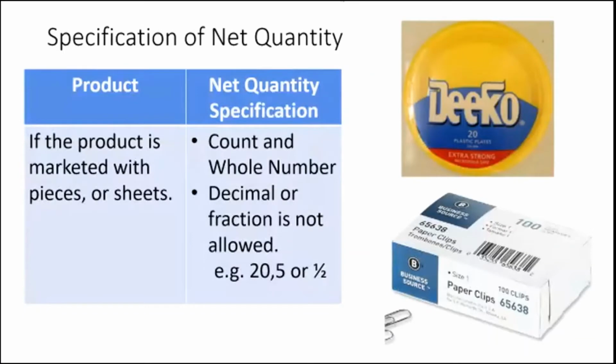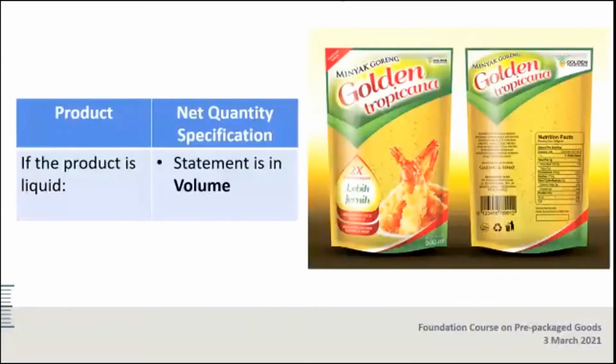Now, this is the specification of net quantity. If the product is marked in pieces or sheets, the net quantity specification should be count, and it is stated in whole number. Decimal or fraction is not allowed. So we only have the whole number for the count if marked in pieces or sheets. Okay. Now if the product is liquid, the statement must be in volume and a whole number too.